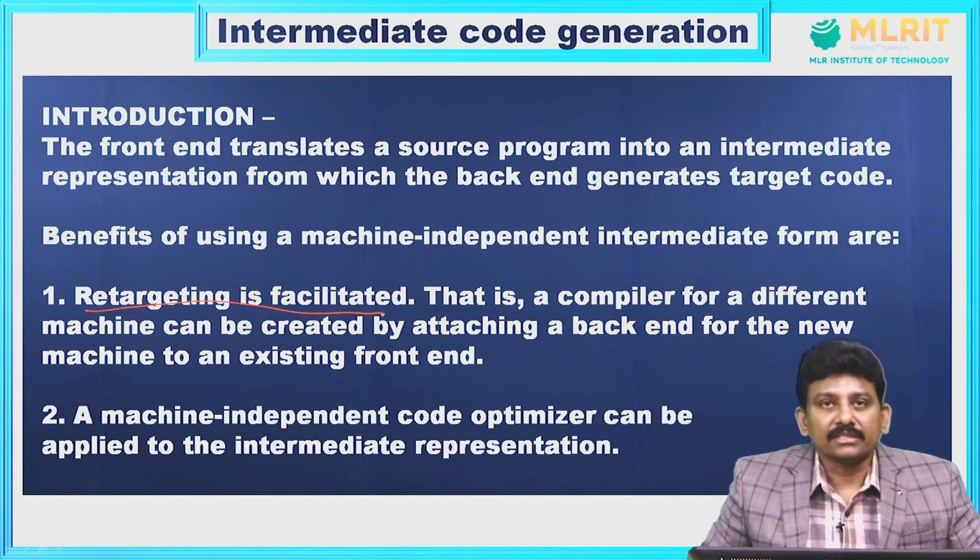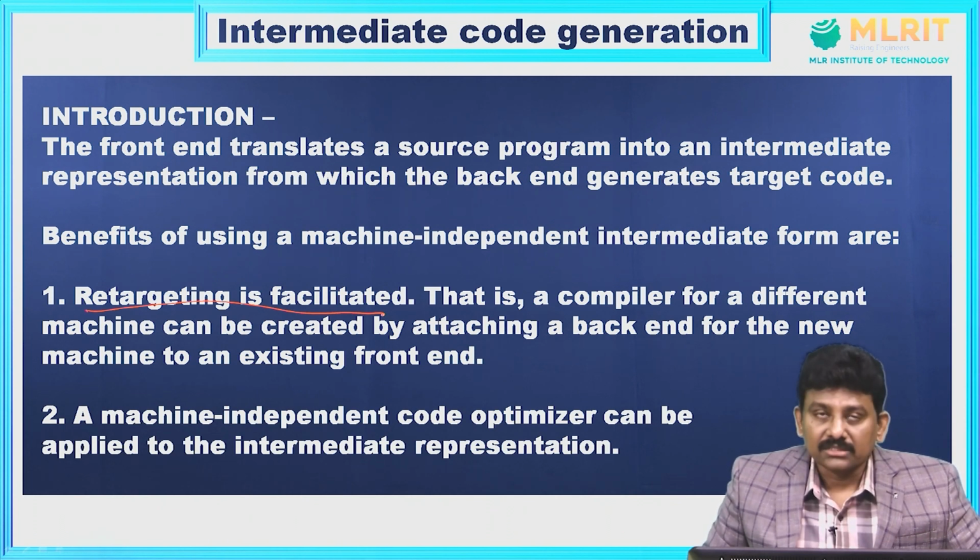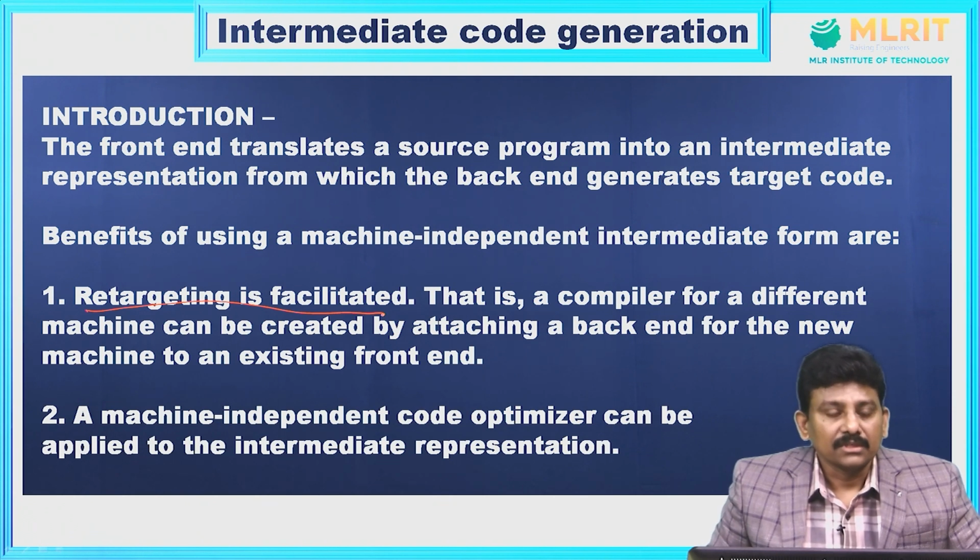Retargeting is facilitated. That is, a compiler for a different machine can be created by attaching a back end for the new machine to an existing front end. That means there is no need to alter the existing front end, because the front end deals with source code analysis and generating the intermediate representation. Only the back end should be created and attached to the existing front end. That is one of the benefits of using intermediate form.